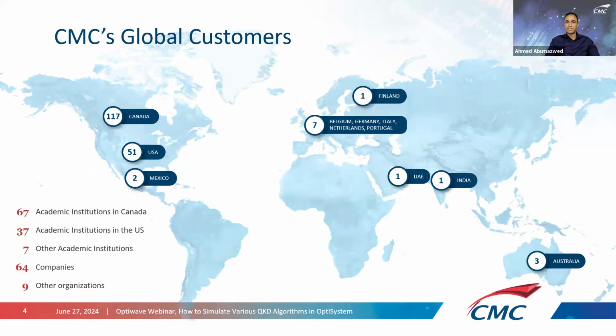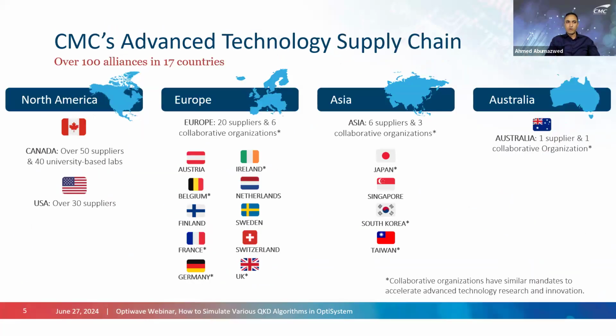CMC has served 67 academic institutions in Canada, 37 institutions in the US, 7 other institutions, 64 companies, and 9 other organizations, as shown in this map. Over almost 40 years, CMC has built a solid supply chain for advanced technologies, over 100 alliances in 17 countries, as shown in this map.